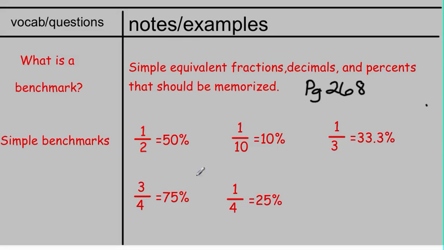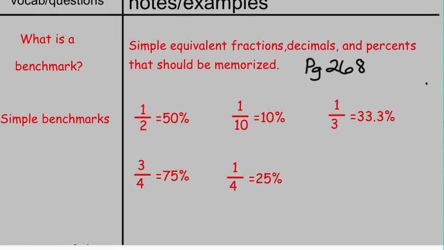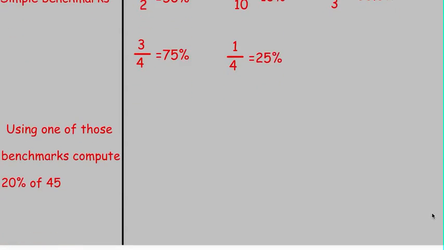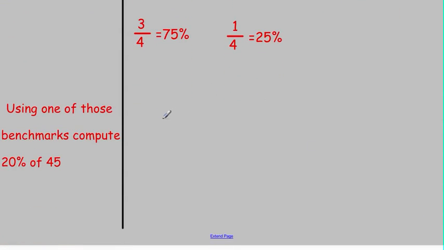These are some of the simple benchmarks that you really should have memorized. So, what is a benchmark? Well, basic fractions that we should have memorized. Things that we should know the difference between. 1/2 to 50%, 1/10 to 10%. Those are fractions and decimal relations that we should know. Why is that important? Well, let's look at a problem like this.